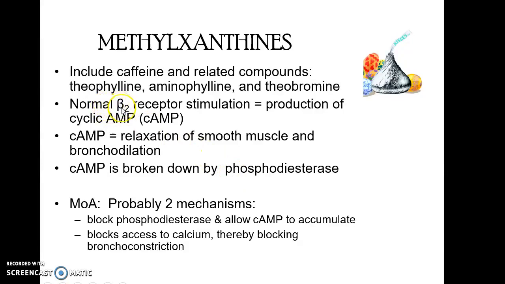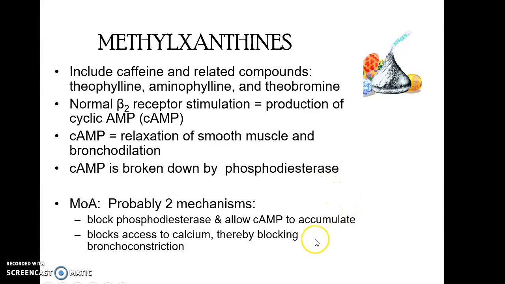when we have beta 2 receptor stimulation, we get production of something called cyclic AMP. Cyclic AMP causes the relaxation of smooth muscle and bronchodilation. So that's our effect that we want, that beta 2 receptor stimulation. And the cyclic AMP is broken down by phosphodiesterase. So here's another enzyme. We think methylxanthines may work to block this phosphodiesterase and therefore will leave more of the cyclic AMP, which causes the relaxation of smooth muscle and bronchodilation. And so that is maybe how it works.